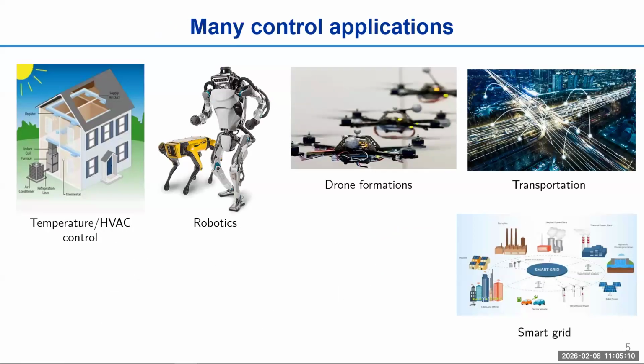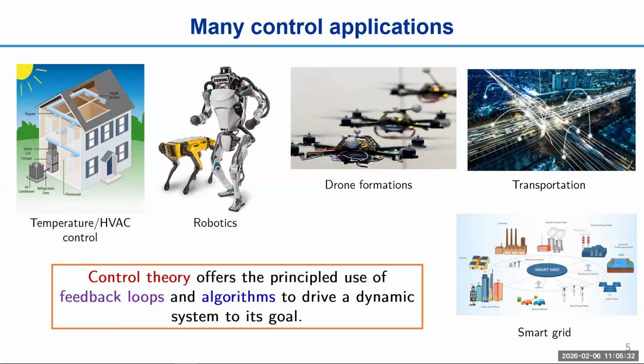And as you can imagine, there are many control applications in our daily life, ranging from the temperature control in this particular seminar room to robotics to drone formation. You can also find many control examples in transportation, in power systems, and the smart grid. So in short, control theory, for many of these examples, offers the principled use of feedback loops and algorithms to drive a dynamic system to its desired goal. You have some goal, and based on measurement, you design a feedback loop to drive the behavior to some desired performance.